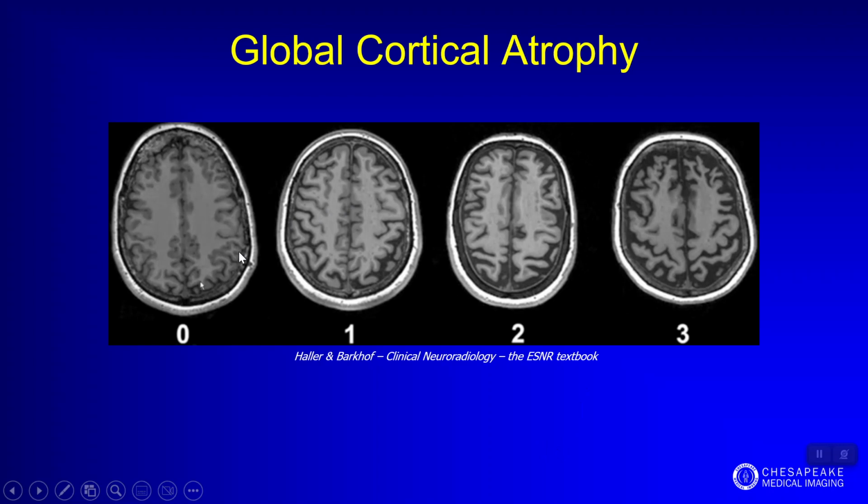Global cortical atrophy scores are looking at relative sulcal widening. Here you can see that the gray matter opposes each other within the sulcus, so very little sulcal enlargement. Progressive enlargement of the sulci as you go from grade 1 to grade 2 to grade 3, where there's larger sulci seen here.